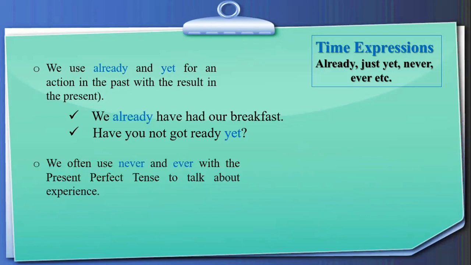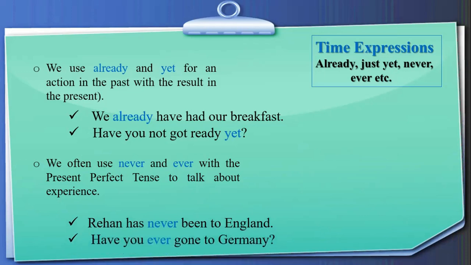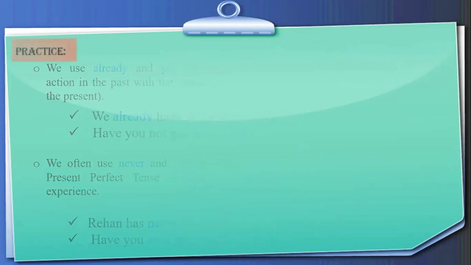We often use never and ever with the present perfect tense to talk about experience. For example, Rehan has never been to England. Have you ever gone to Germany? So these are some of the time expressions we use in present perfect tense.